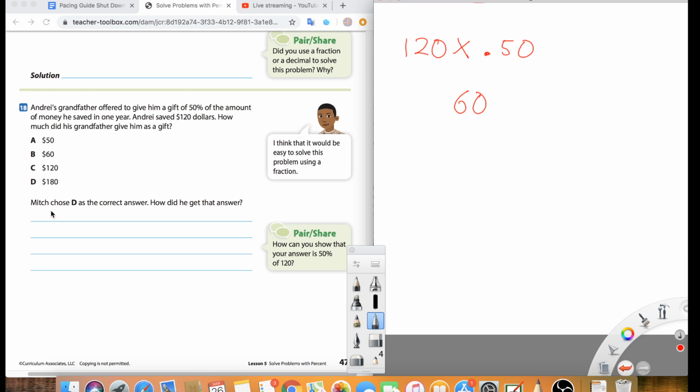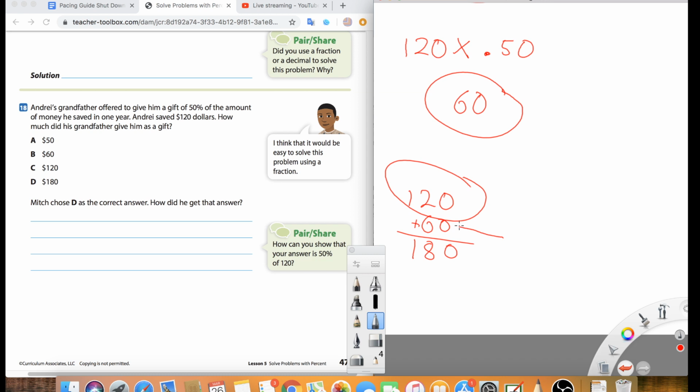Now, part D says Mitch chose D as the correct answer. How did he get that answer? 180. I think this person got this answer because he added this amount, which was 50%, and he added how much the grandpa had saved up, 120. So I think he added both of these answers, and he thought that the grandfather was going to give them 120 and then an additional 50% of the 120, which he added up to 180. So you would have to put that as your answer when you're explaining it.